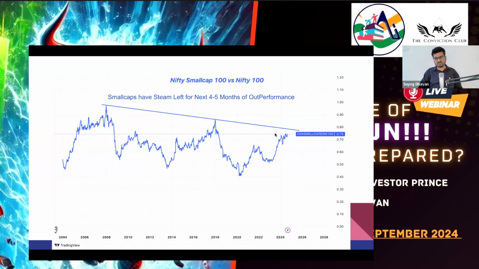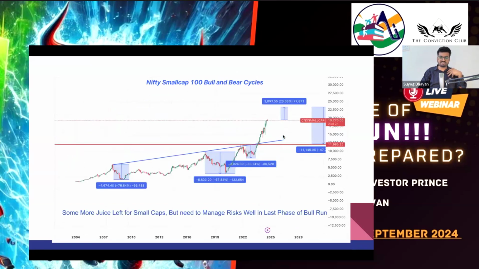Even before the 2018 fall, we saw that it topped here. If I take that as a reference, maybe in 2 to 3 months a small cap top might happen, and we may see large caps performing much better than small caps. So this is one more indicator telling me that slowly and steadily I need to get out at least partially from small caps and move towards defensives, either FMCG or pharma.